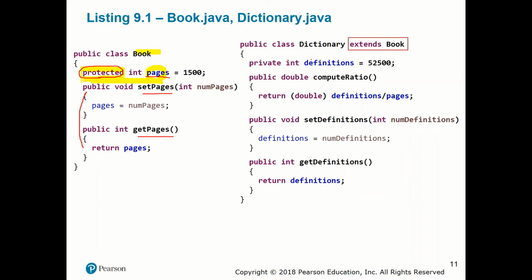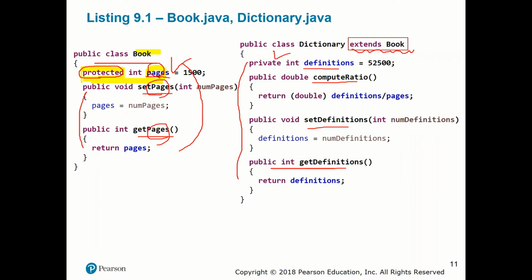Here, Dictionary extends Book. So Book is the parent class of Dictionary. This means that Dictionary also has these three members. Dictionary has pages, setPages, and getPages. So even if there is one member variable and three methods in Dictionary itself, it's like Dictionary has two member variables and 5 methods.